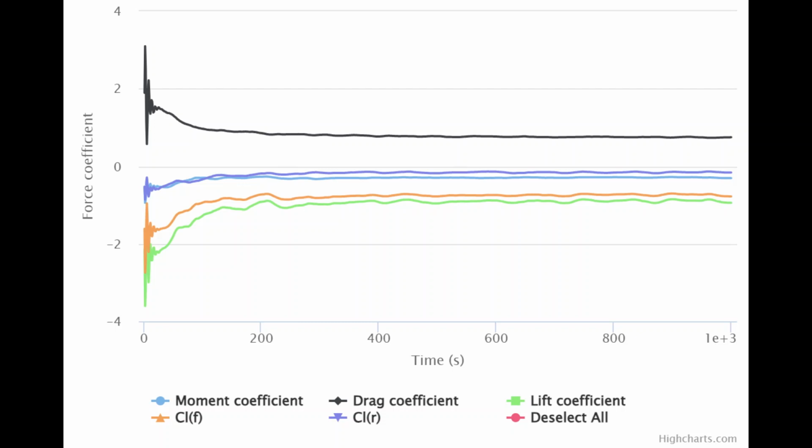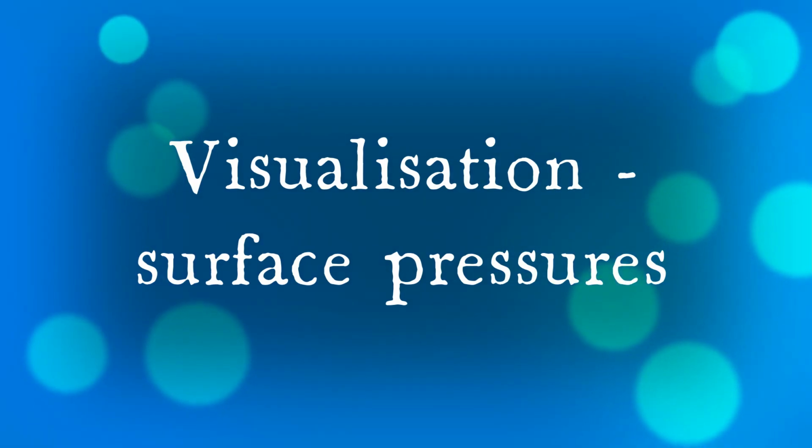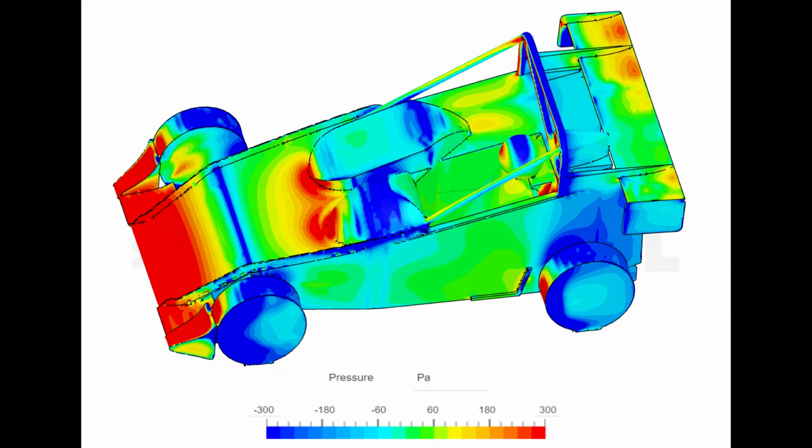Let's see what that really means. First up, surface pressures. This is showing a range in pascals, minus 300 to plus 300. 300 pascals is about 30 kilograms force per square meter.